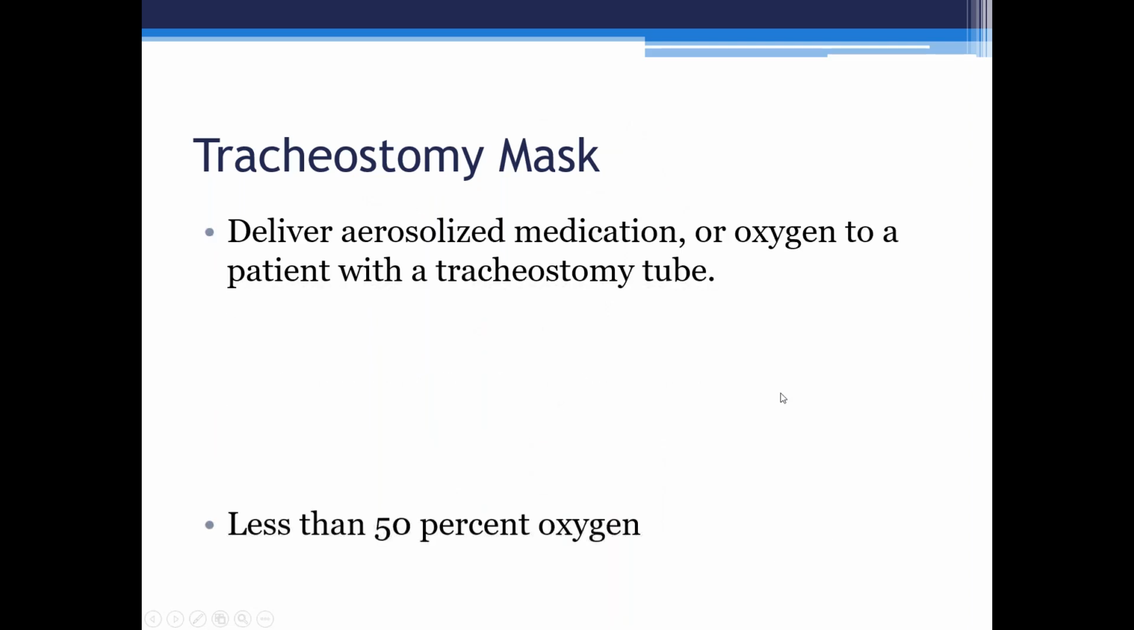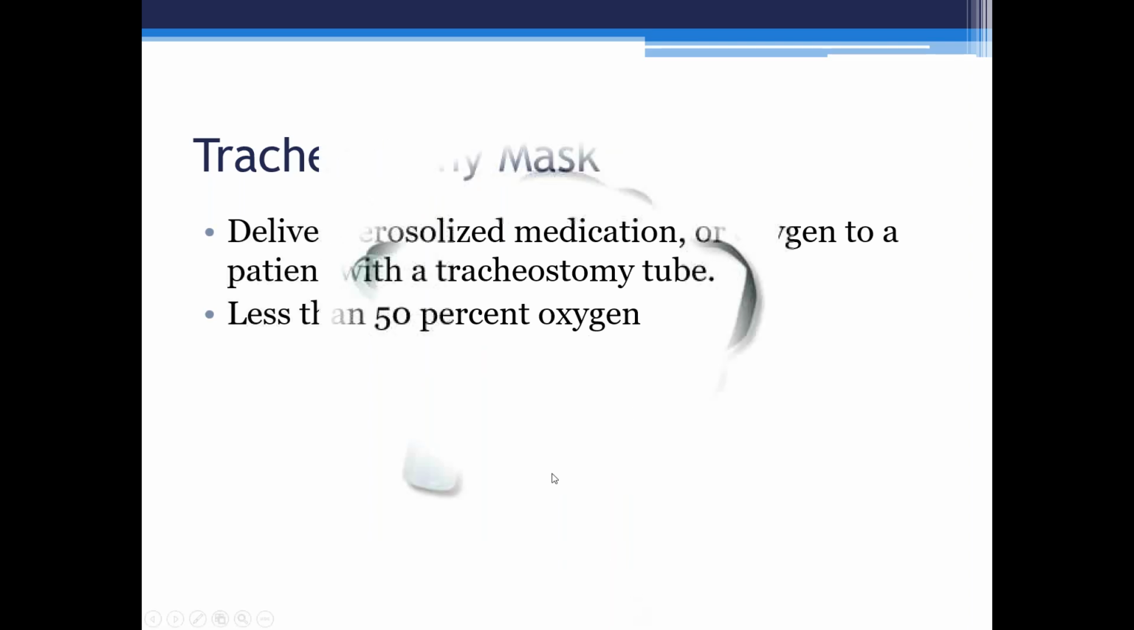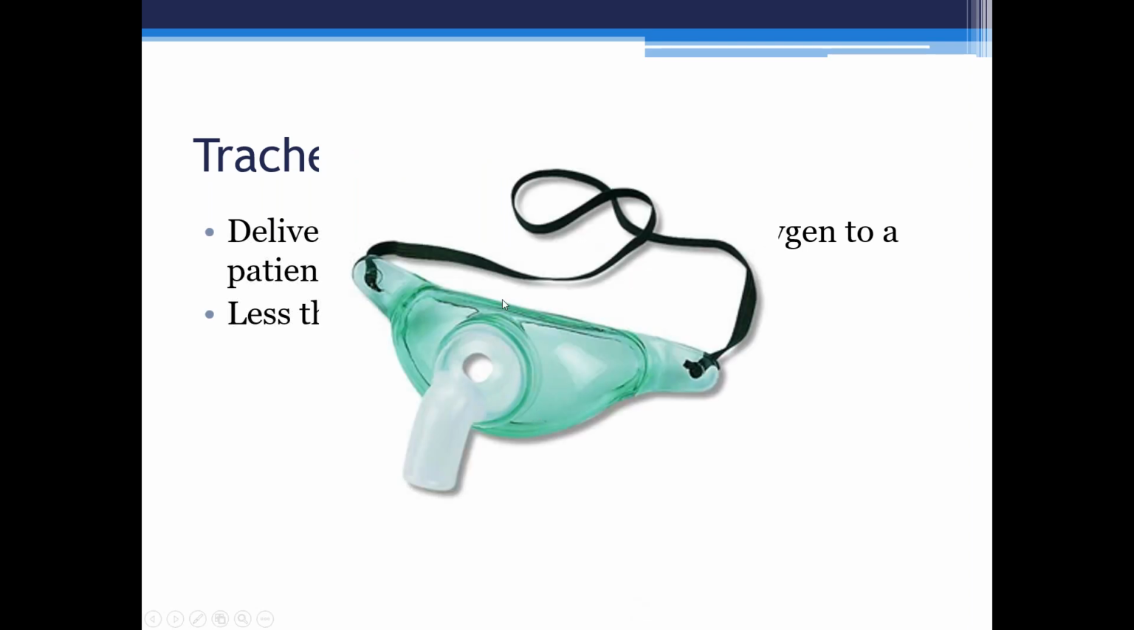Another thing, many EMS agencies carry a trach mask. It looks kind of like a partial rebreather mask, but it's made to form fit over a tracheostomy. Usually we're going to give less than 50%. This is going to go around the patient's neck and cover that trach area, and then we can provide high flow oxygen through that.